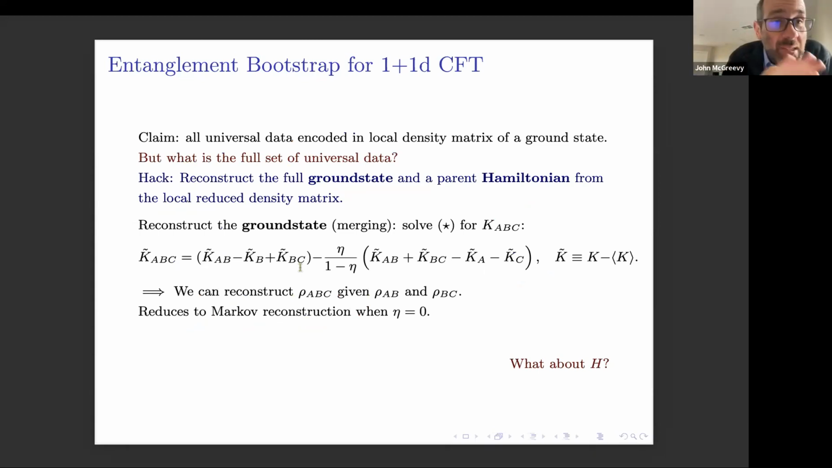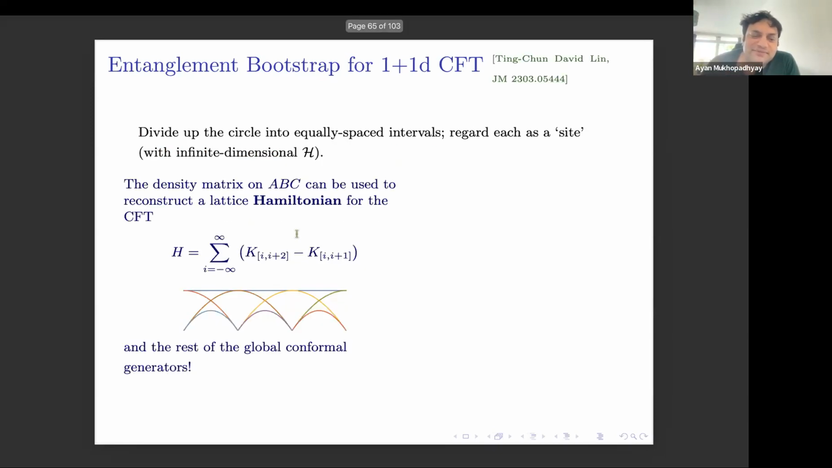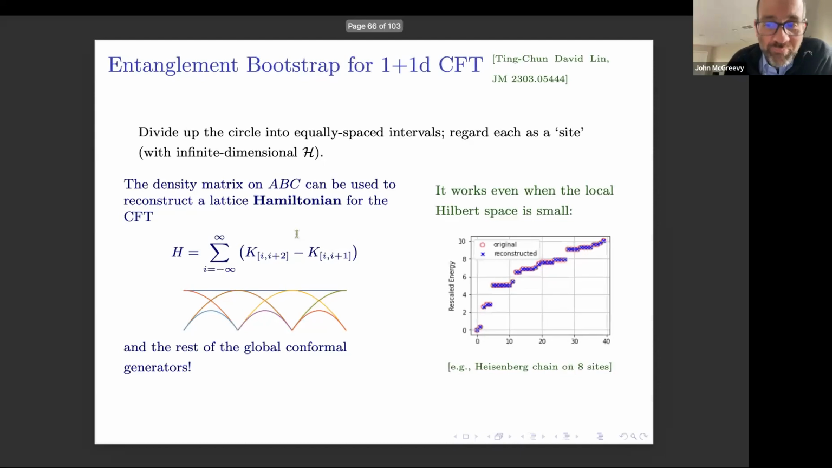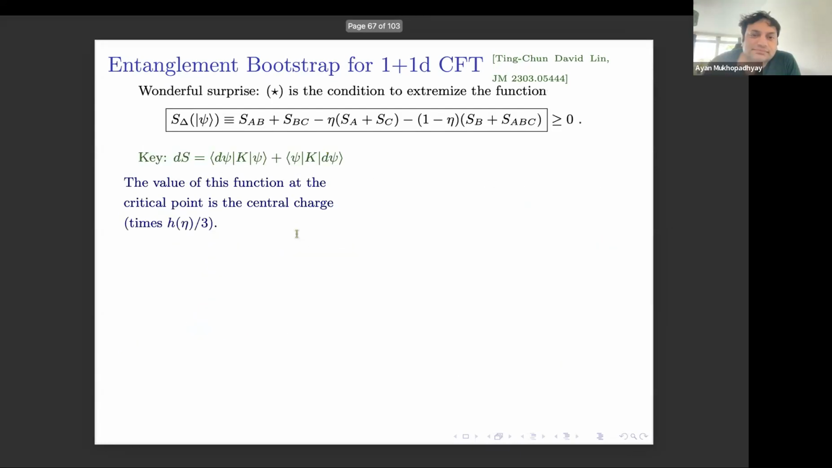That's a question about what the space of CFT ground states is. Is there any further constraint on the choices of these? Good. We'll see that actually it is somewhat constrained. Hold that thought for just a minute. Here's a wonderful surprise that will illuminate the answer to that question. This condition star, what I've called the fixed point equation, is the condition to extremize a simple function of the entropies.